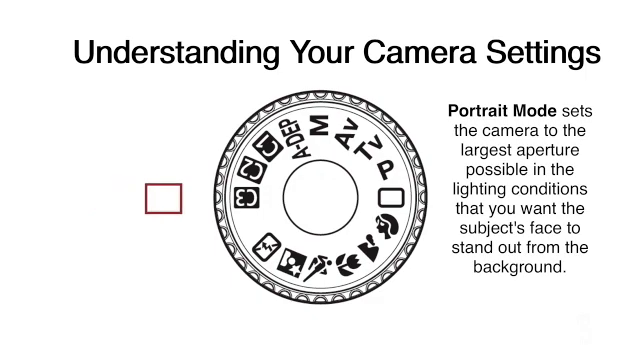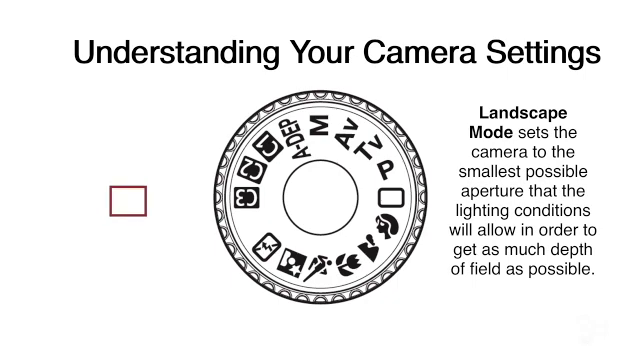Portrait mode sets the camera to the largest aperture possible in the lighting conditions so that you want the subject's face to stand out from the background. Landscape mode sets the camera to the smallest possible aperture that the lighting conditions will allow in order to get as much depth of field as possible.